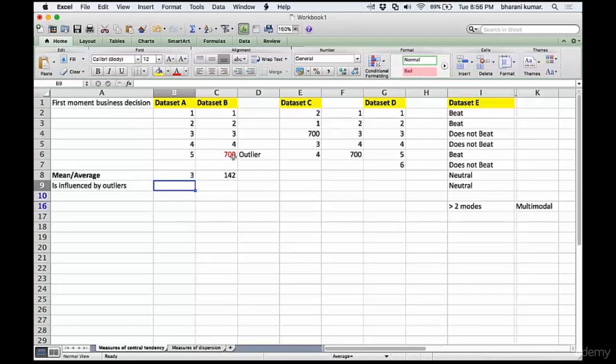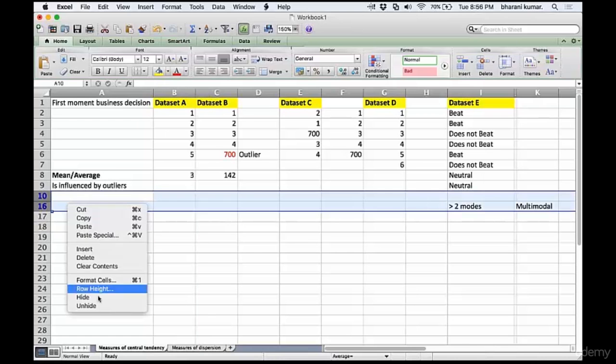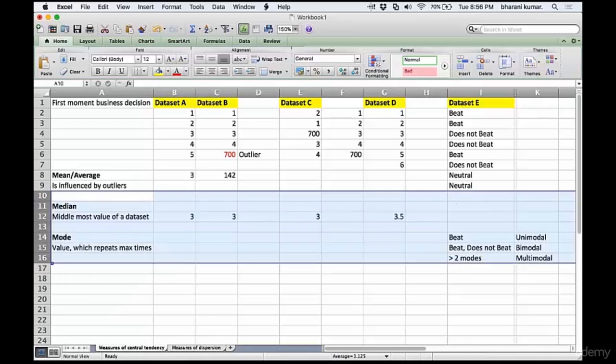And these kind of extreme values, which influence your average to a great extent, are called outliers. So mean is being influenced by outliers. I'll give you a small example of an MBA college. Hopefully I have the data here. Let me see. No, it's not there.